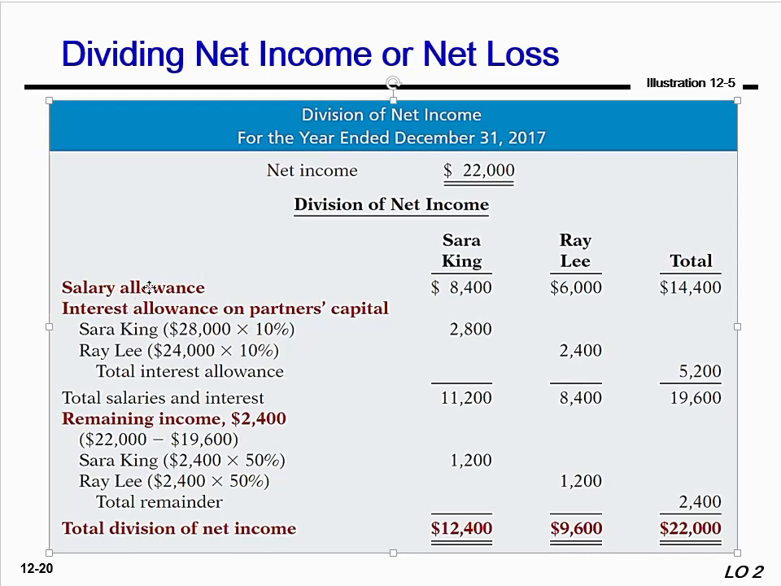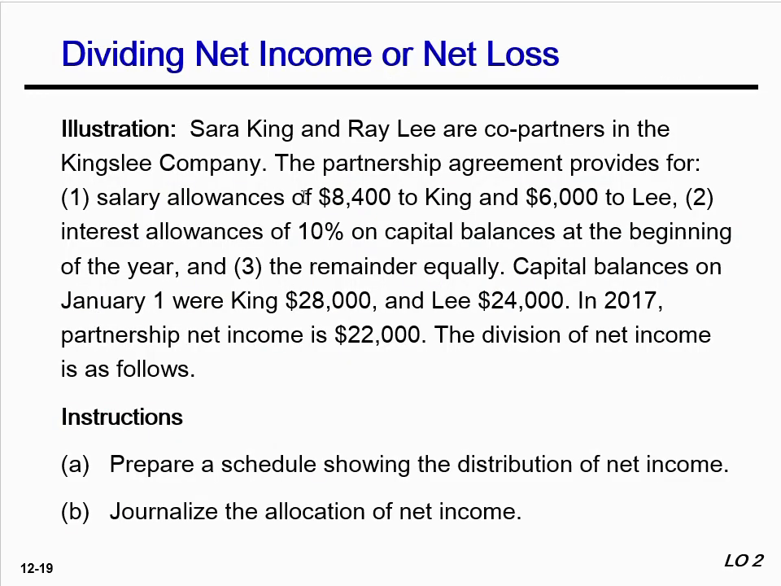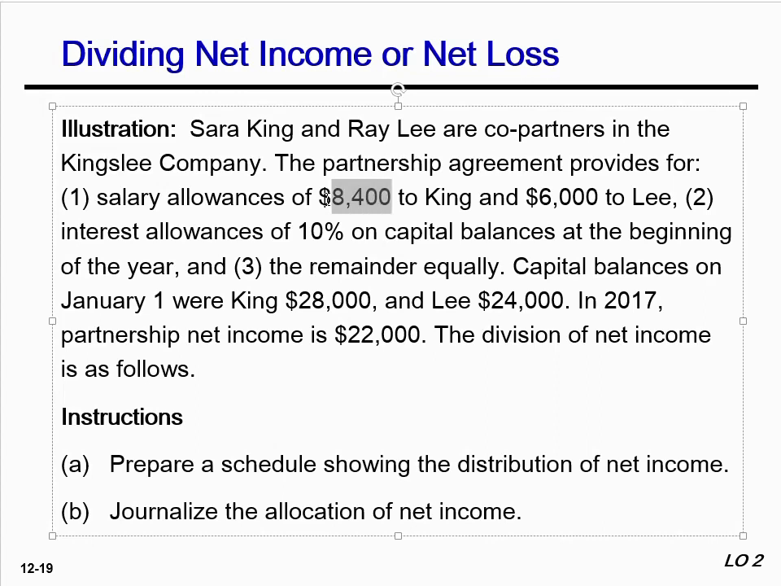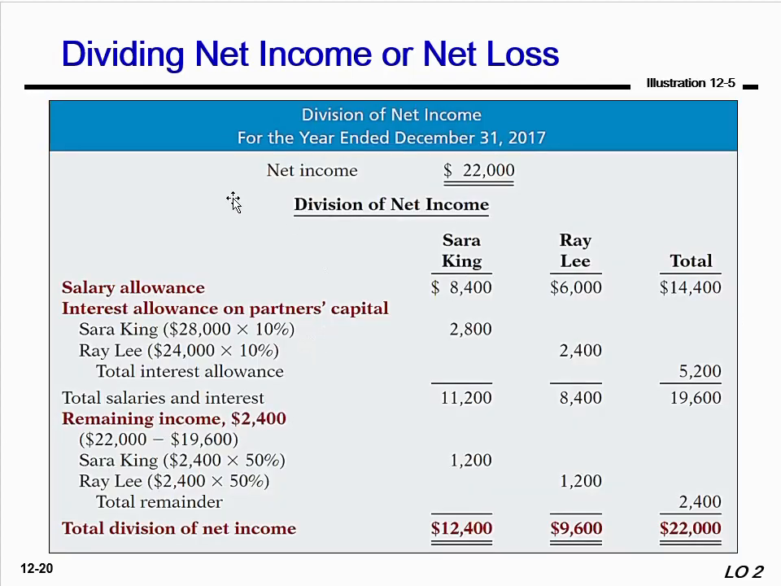Firstly, salary allowances. In the question, they clearly said that for King, the salary allowance is 8,400 and for Lee, the salary allowance is 6,000. So let's record it. Salary allowance 8,400 for Sarah King and for Lee it's 6,000. So total salary allowance is 14,400.